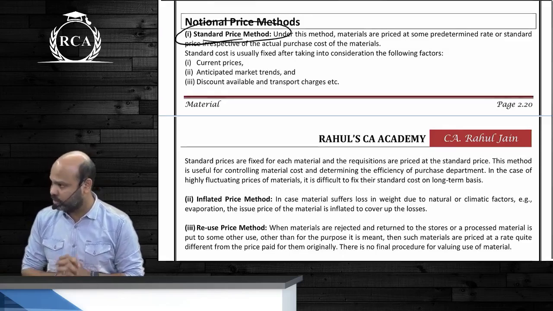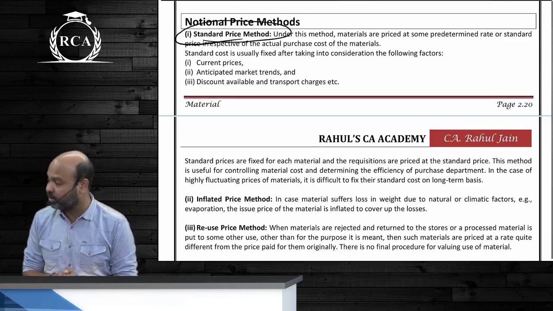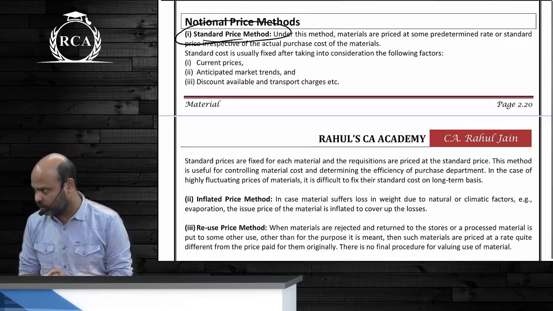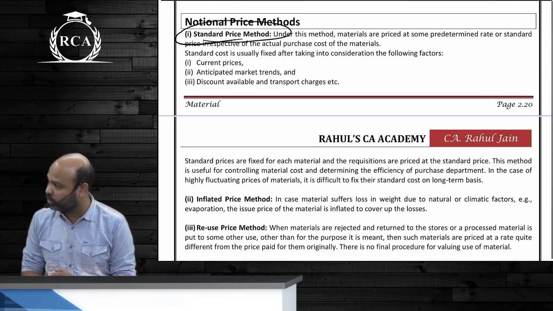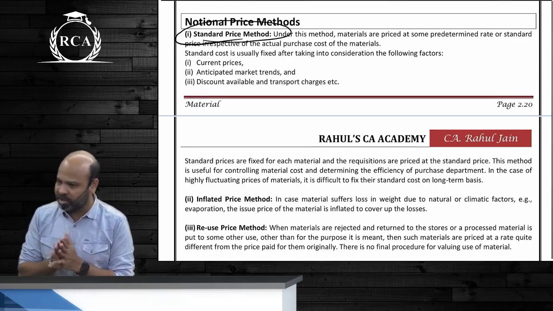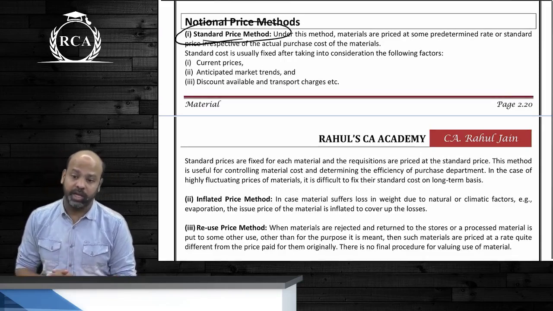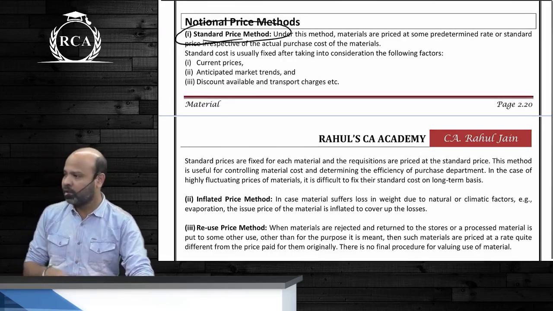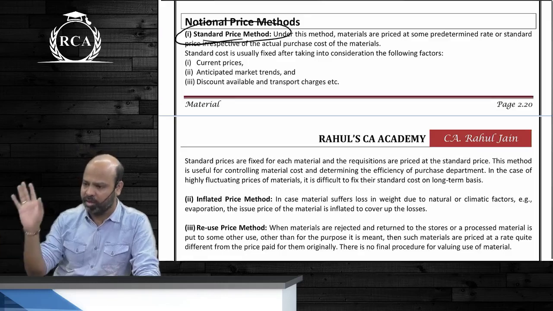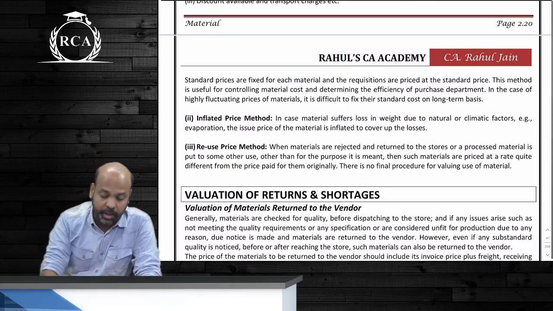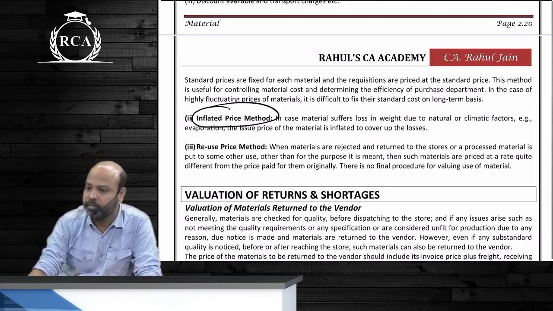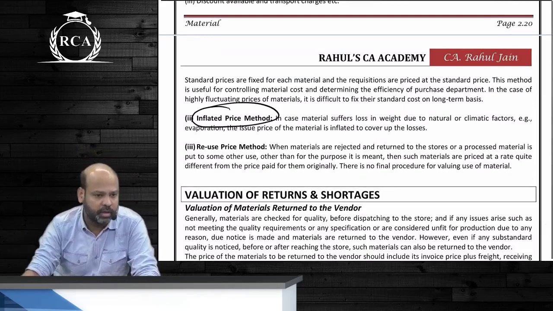So standard costing agar follow kar rahe hai, for every element there's going to be a standard cost. Raw materials will be recorded at those standard cost only. The difference between actual cost and standard cost will be recorded separately as variance. Are we clear? Alag variance aayenge, but just learn it as variance. Inflated price method. We already learned this.